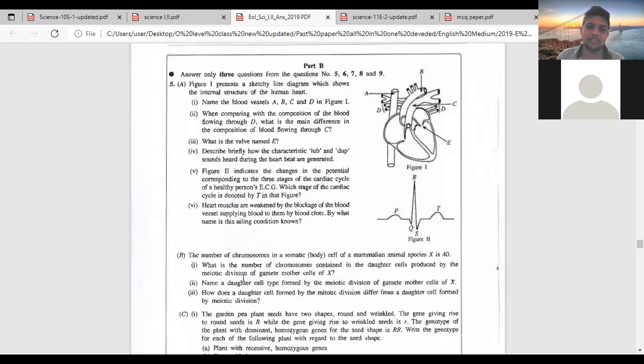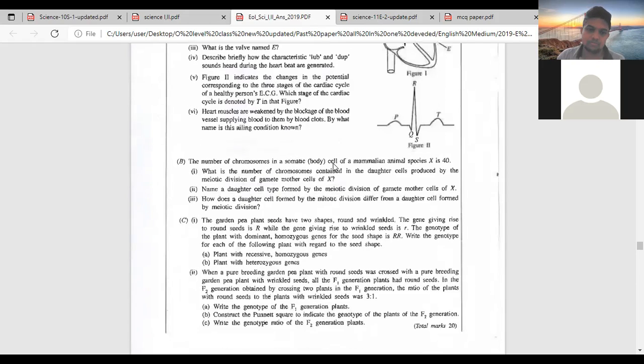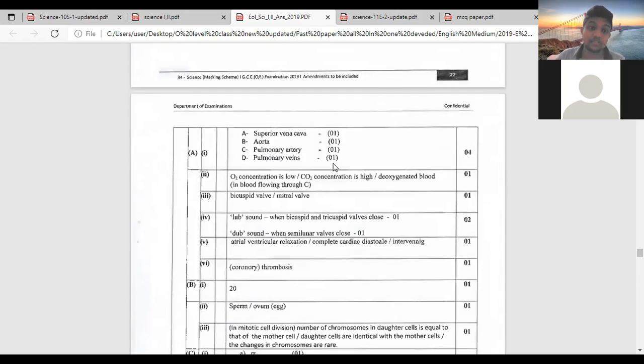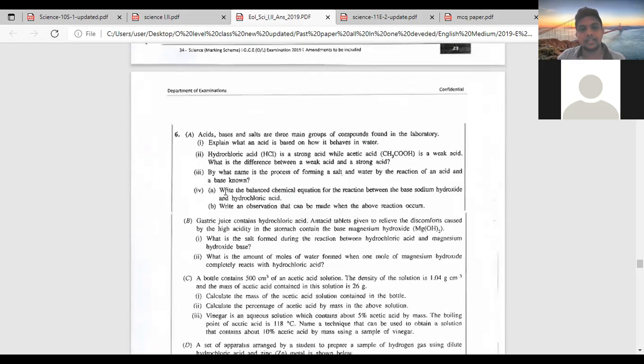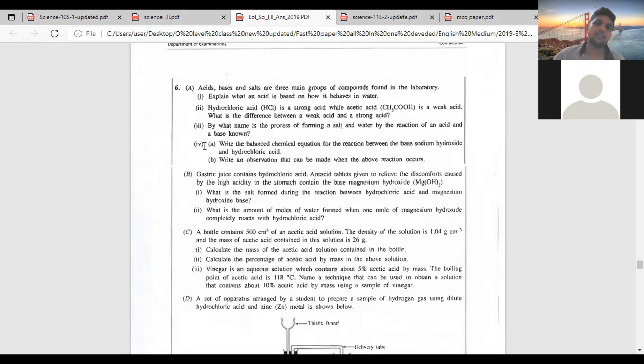Most of the times there are 3 parts: A, B, and C. It is 100% biology. It is question number 5. Okay. Then when you come to question number 6, it is 100% chemistry.